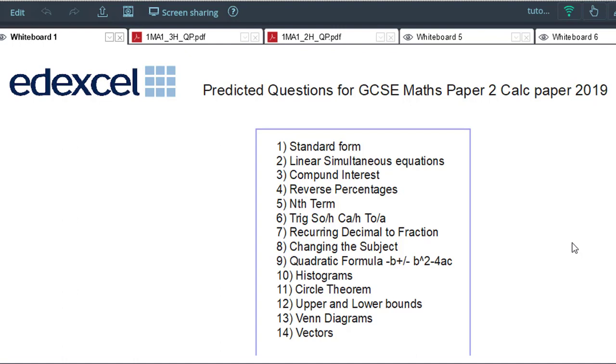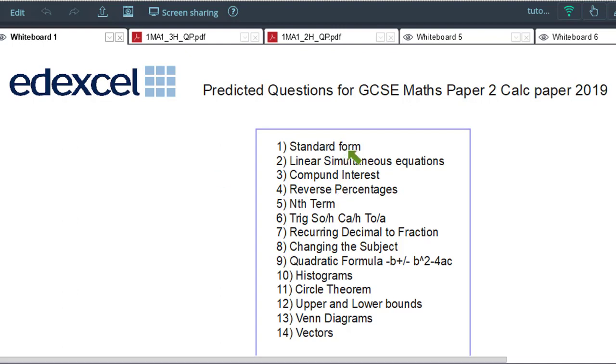Hello and welcome to this little video where we're going to be trying to predict some of the questions that are going to come up on the Edexcel GCSE Maths Paper 2 2019 calculator paper. Now we've already had the non-calculator paper, which was yesterday, Tuesday the 21st, and from that we were able to collect some information about questions that had already come up on that paper and get a little bit of a better idea about possible questions that could come up on the remaining two calculator papers, Paper 2 and Paper 3.